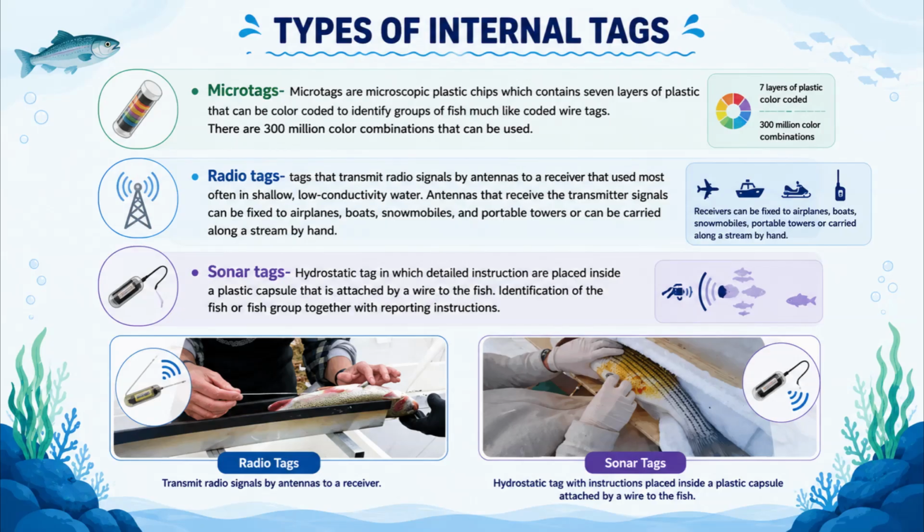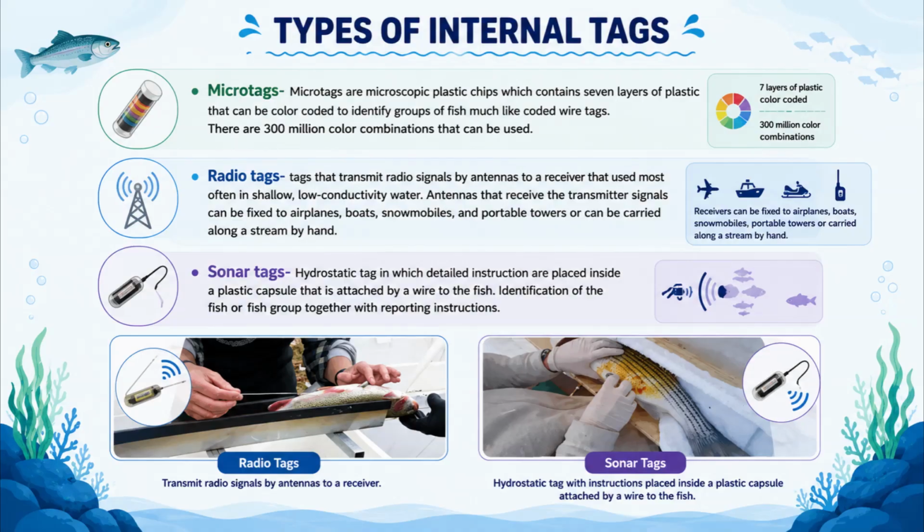The first method is microtags. Microtags are microscopic plastic chips made up of multiple colored plastic layers. These layers can be color-coded to identify different groups of fish, similar to coated wire tags. One major advantage is the huge number of color combinations available, allowing researchers to identify millions of unique fish groups accurately. Next are radio tags.